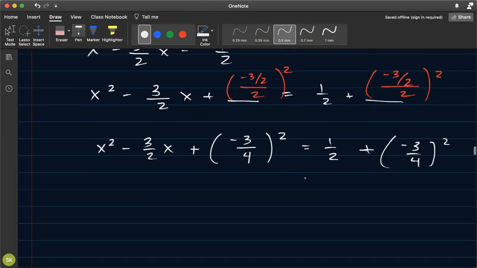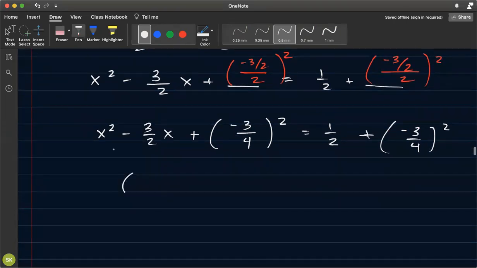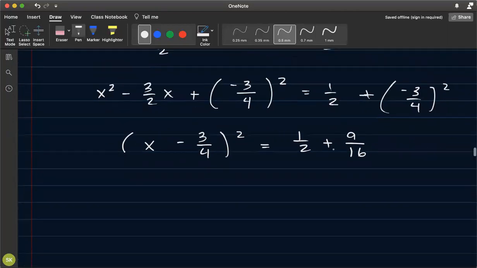Now we've completed the square. This side factors into x minus 3/4 squared. So we take one of these and one of these. We put it here. This is equal to 1/2 plus, and then just square this side. This is 9 over 16 because you have to square the top and the bottom, and the negative goes away when you square it. Okay, so I want to add these 2 fractions.